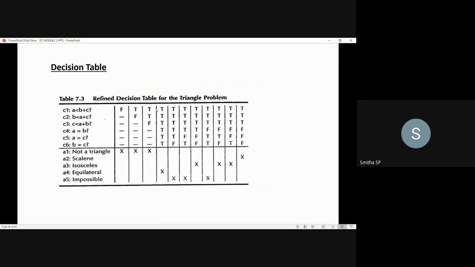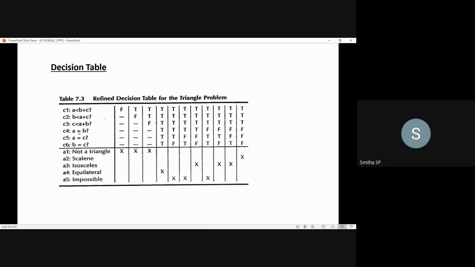In the third rule also the same thing: condition 1 and condition 2 are passed, that is, true, and C3 fails here. As we discussed, if any one condition fails, it is not a triangle at all. Now moving on to the fourth rule, here all the conditions C1, C2, C3 are satisfied, so it is forming a triangle.